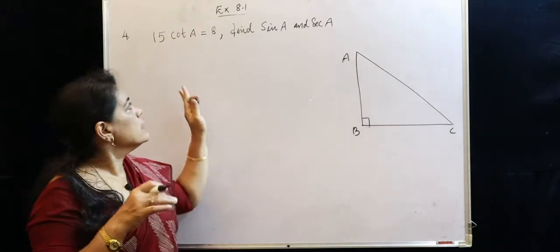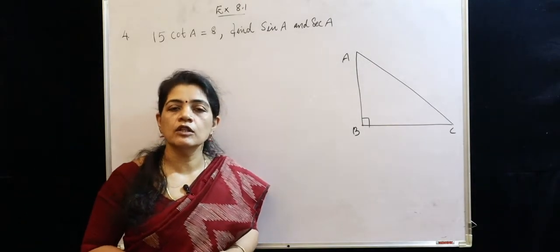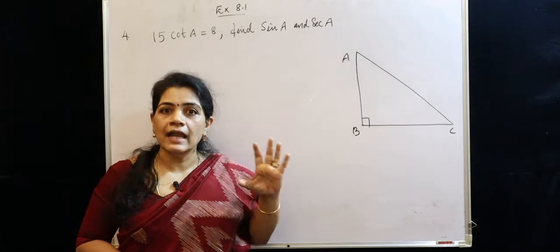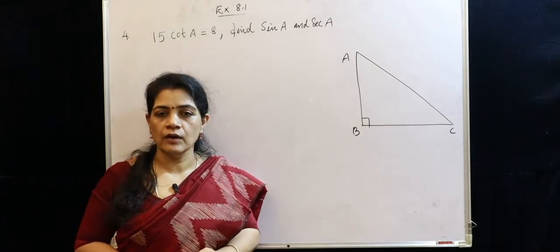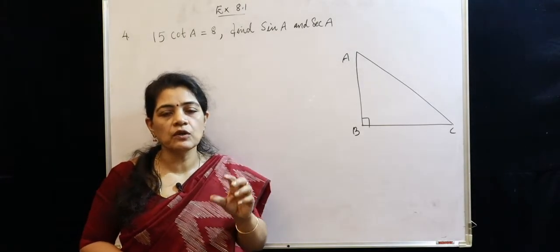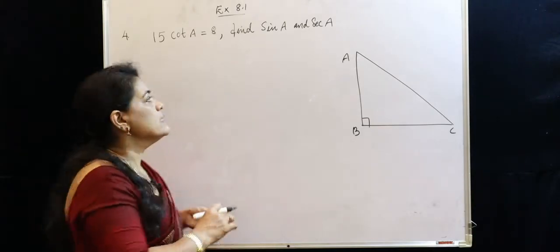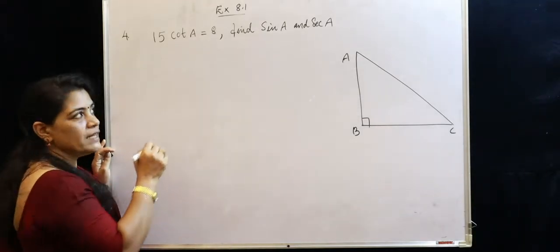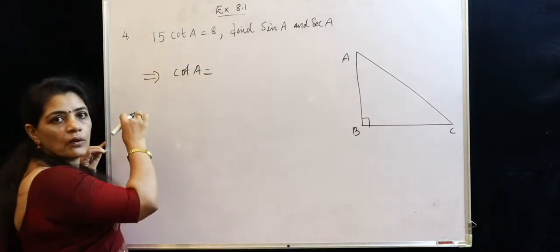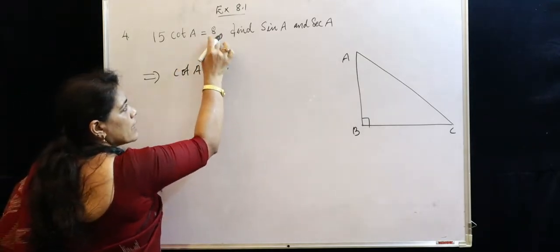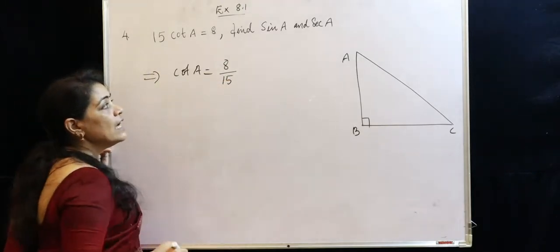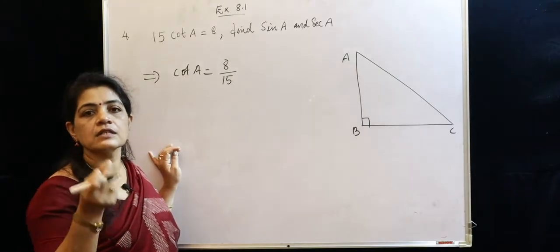Children, in the previous problems we were given only a ratio on the LHS, like sin A is equal to 3 by 4. But here in this question, we have 15 cot A. So from that you have to write what cot A is. Since 15 cot A is equal to 8, you take the 15 to the RHS, in the denominator. So 8 by 15 is cot A.